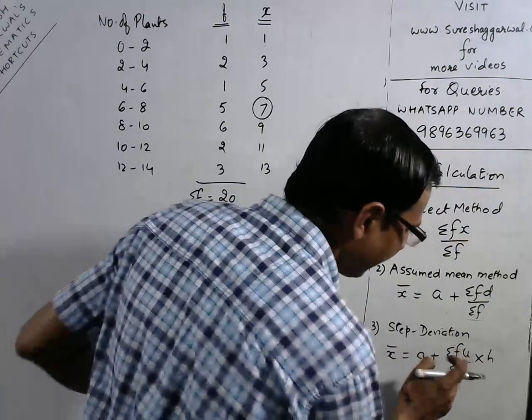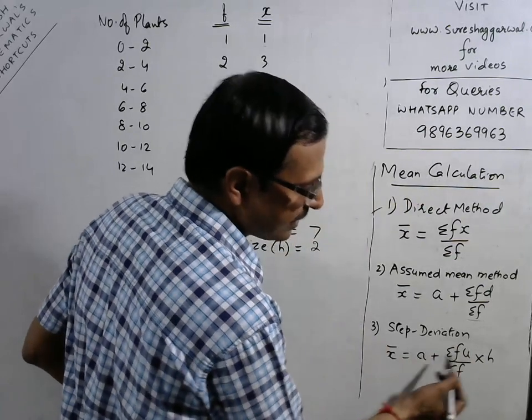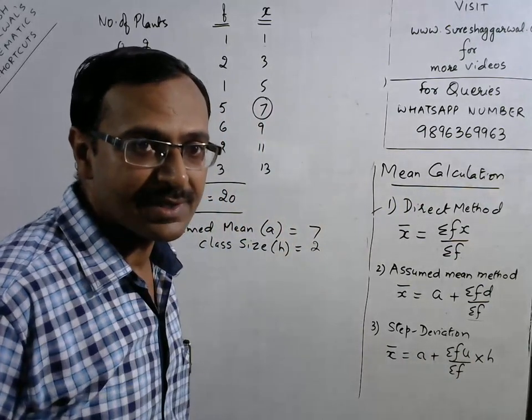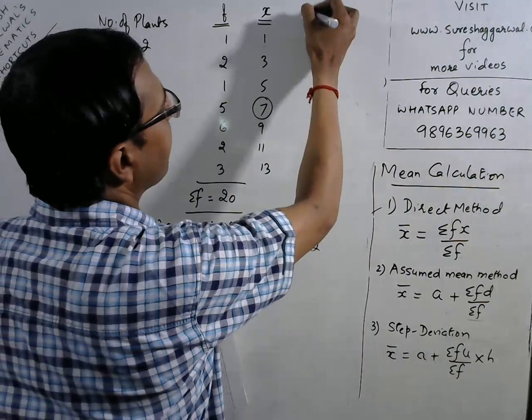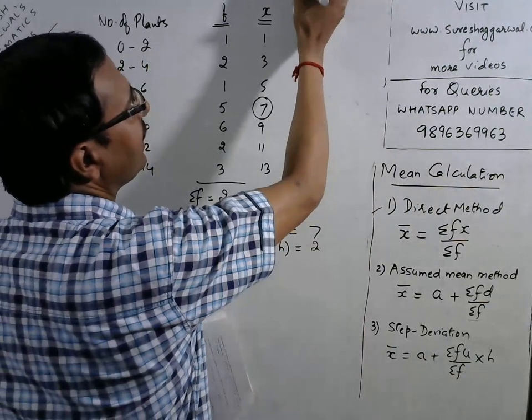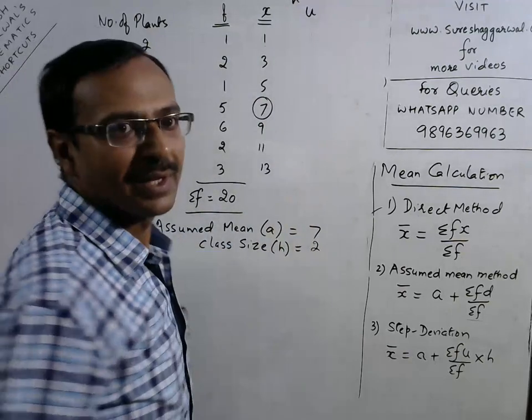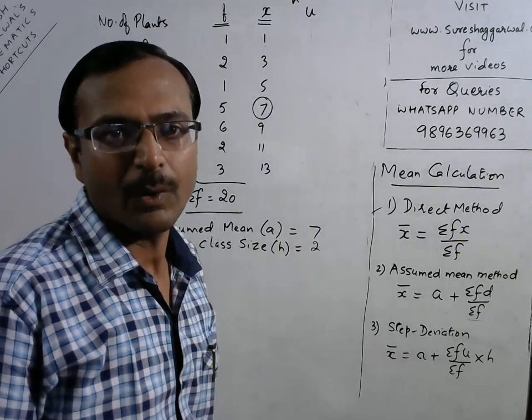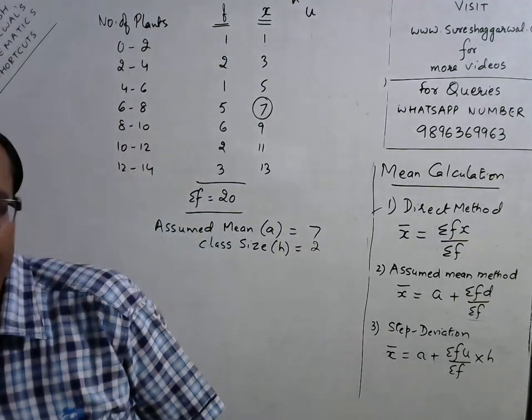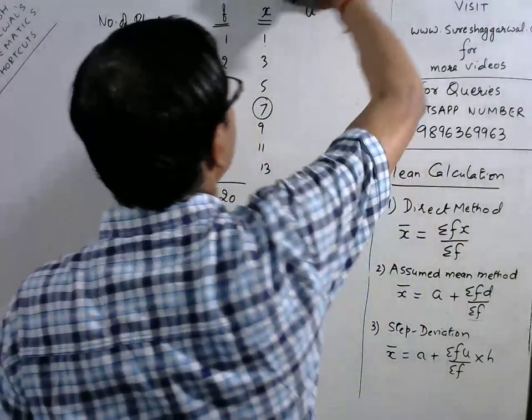Now we have a column of u here, because sigma fu is to be calculated in this. Now what is u? Now u is calculated by x minus a upon h. So x minus a upon h. I think that is not visible to you. I'll just write it below.